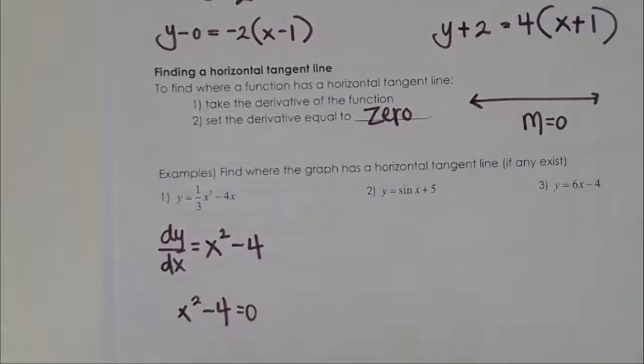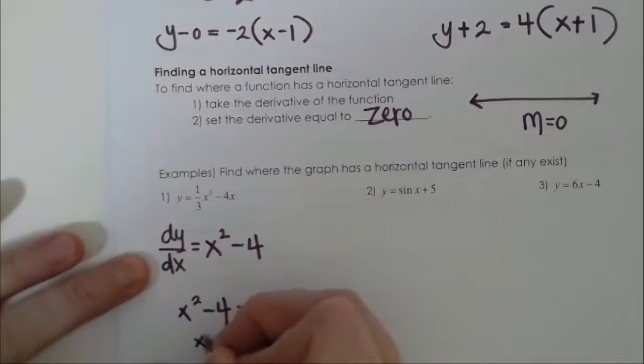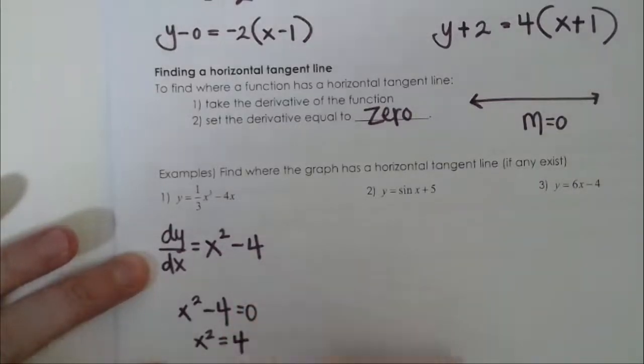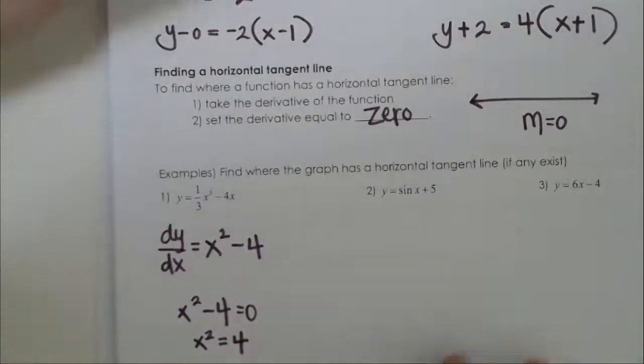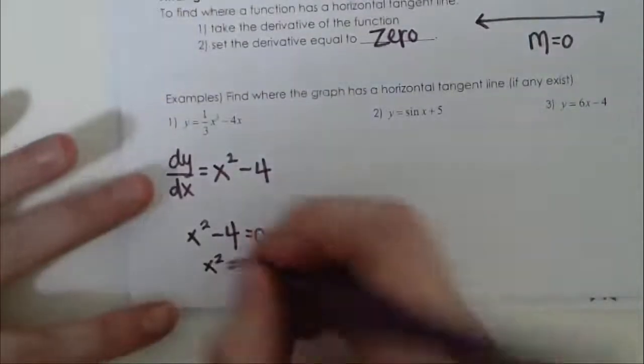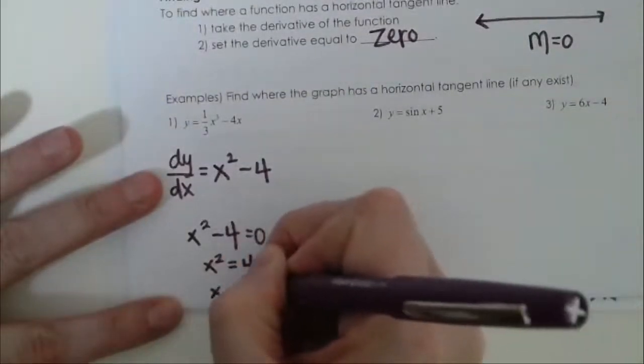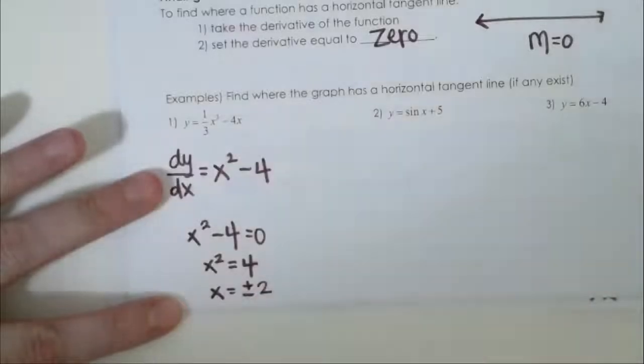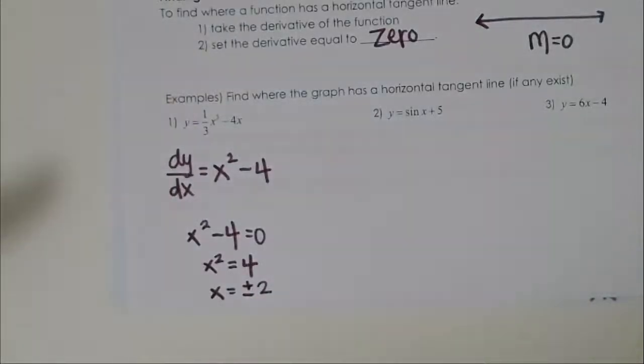So you have a couple of options. You can factor this as a difference of squares, or you can just move the 4 over and get x squared equals 4. Take the square root of both sides, and what you need to remember if you do that is that it is both the positive and the negative 2. So you have 2 places where there's a horizontal tangent, at positive 2 and negative 2.